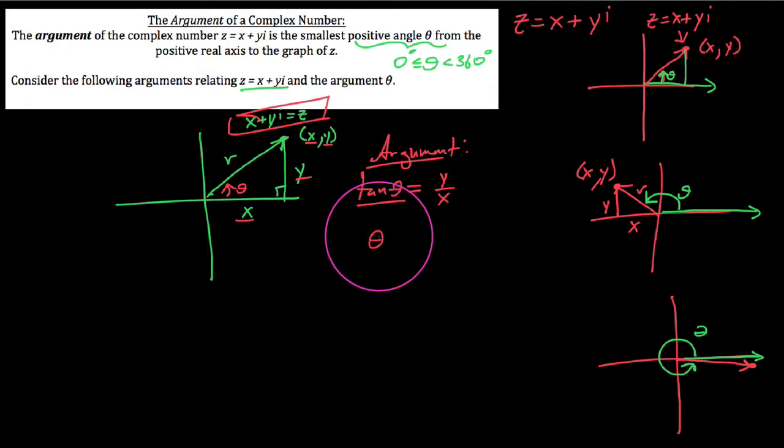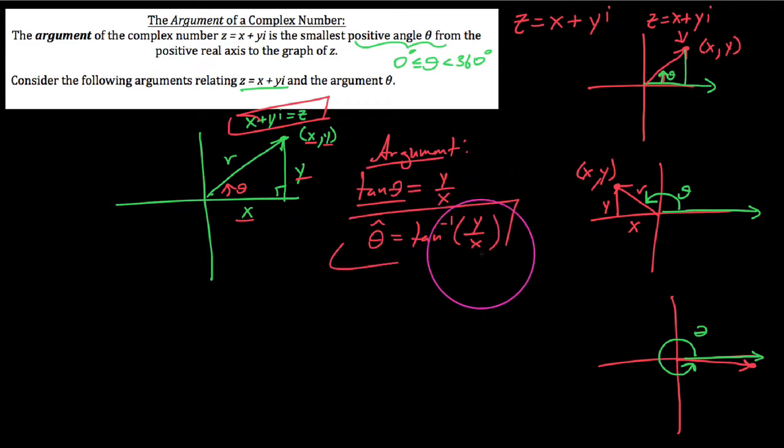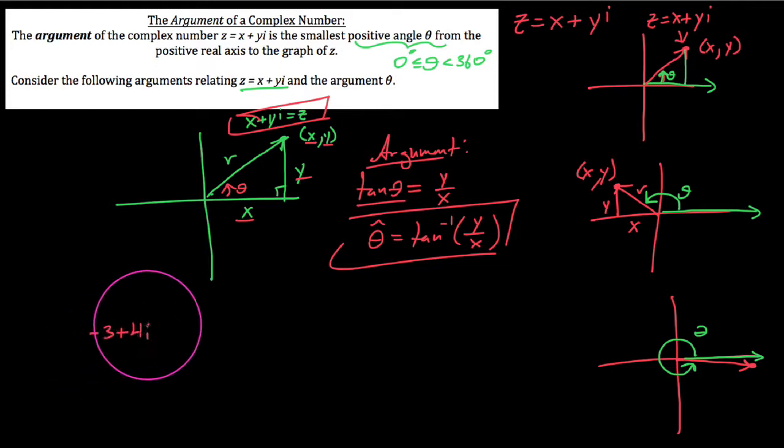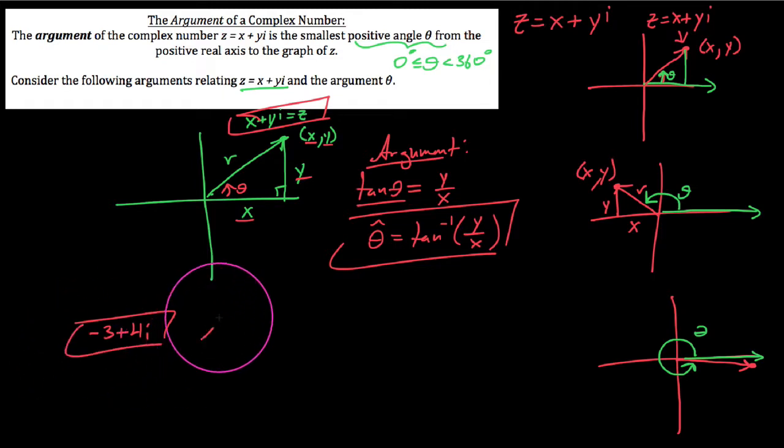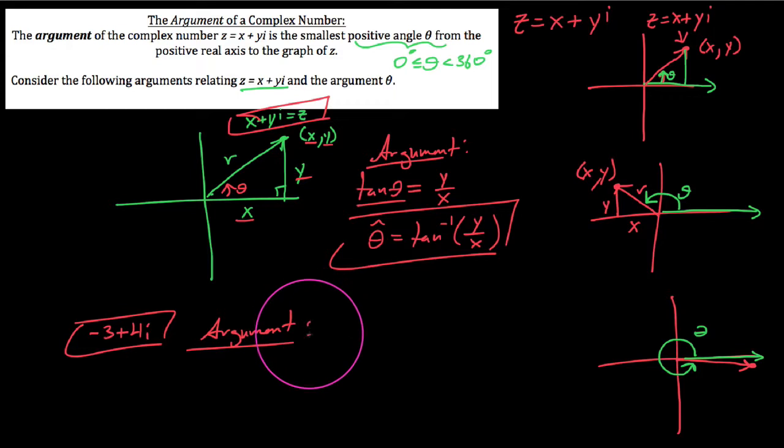We could say that theta hat is equal to the tangent inverse of y over x. So what this is going to do is allow us to kind of back solve for the argument here. So let's say hypothetically we've got a number here, and we'll call this number -3 plus 4i. And what I've been asked to do is go find the argument, which is the smallest positive angle starting at the positive x-axis out to this complex number.